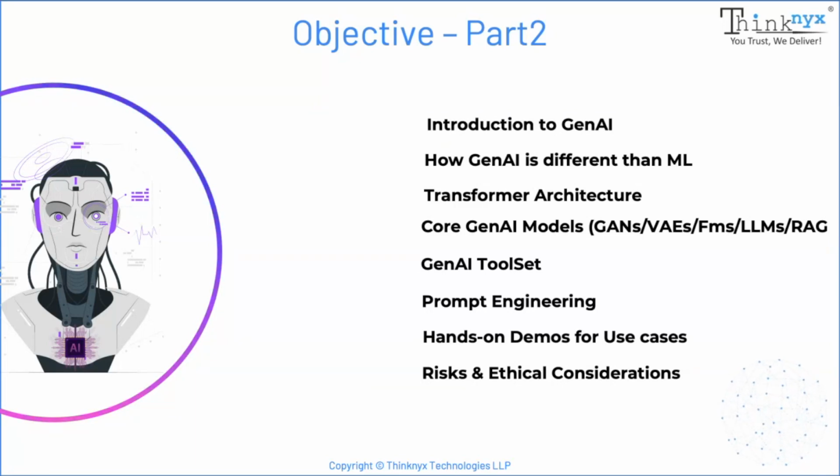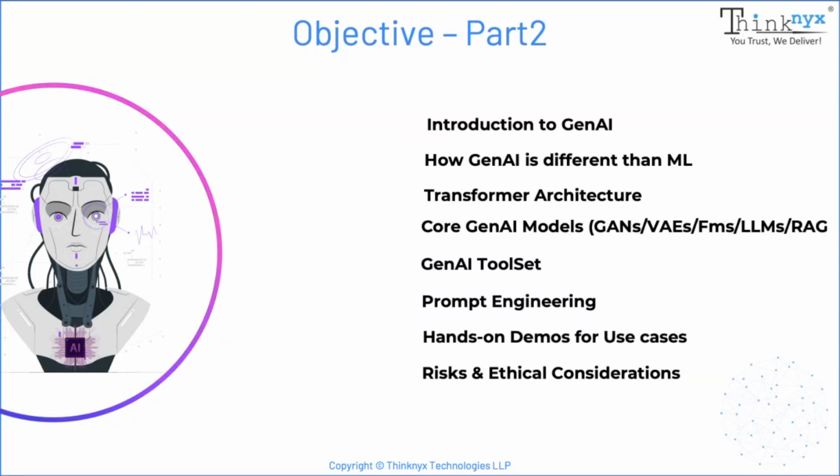Now, in order to get generative AI, we need certain architectures in place, and transformer architecture is one of them. Whatever we see with generative AI, whatever new content we see, it is all because of transformer architecture. Under the hood, transformer architecture is actually doing all these things for us.